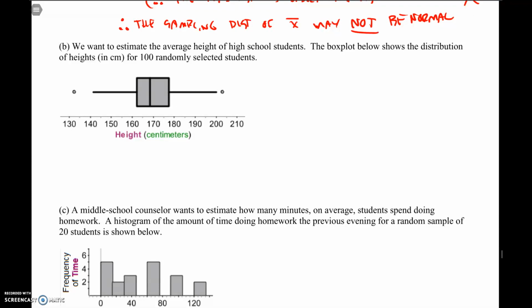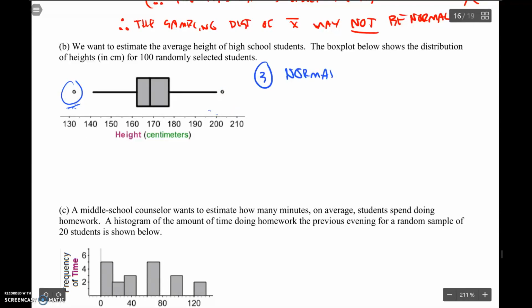Part B, we want to estimate the average height of students. Box plot below shows their height of 100 randomly selected students. So first of all, looking at the data set, I see some outliers. We wouldn't be too concerned with these outliers because there's kind of one on each side. Mostly we're concerned with skewness, but let's just run the check. Normal, large sample. Check the sample size. 100 is greater than or equal to 30.